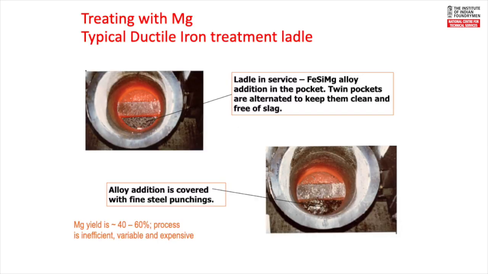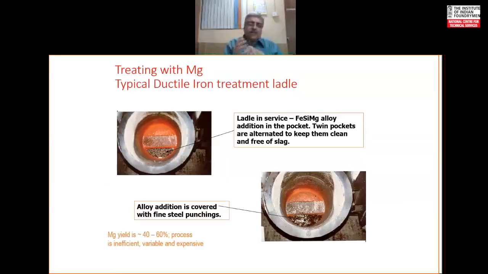Here is a picture of a typical ladle. You have got a brick separator here at the bottom. You can see it is red hot. You have put the ferrosilicon mag alloy. Now, as you can see, once you have put the brick at the center, there are two parts which are created. So they are used alternately, so that the slag that is generated as a result of reaction doesn't block only one. So it helps keeping this pocket clean. Then the alloy is covered with this fine steel punchings, and you get nice proper treatment done, good recoveries.